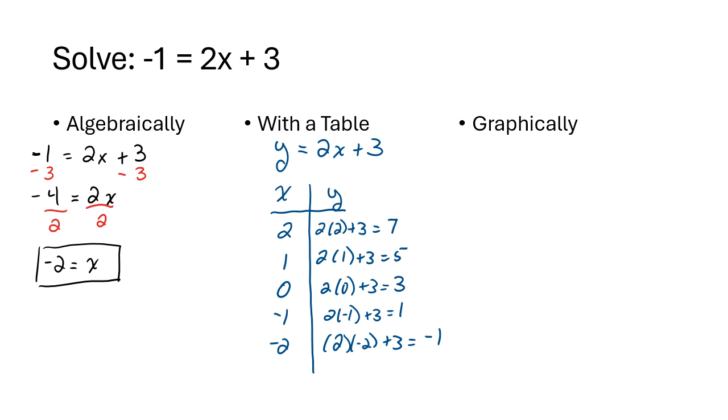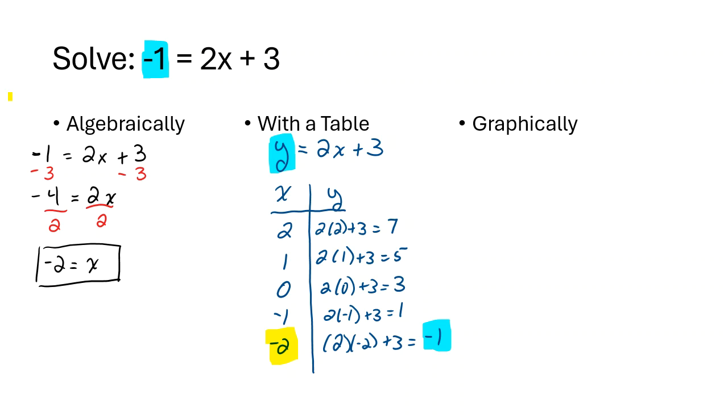Now notice, in the y spot is -1. So we're trying to find the x value that gives us an output of -1. And there it is right there. And so from the table, I can tell that the x value that makes this true is -2.